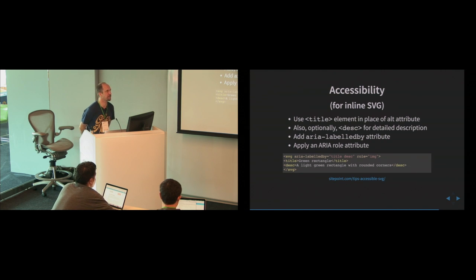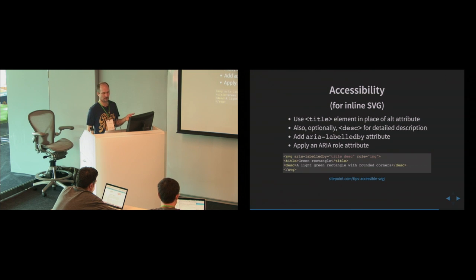I mentioned that SVG is very accessibility friendly. So this is a note on how to support that, especially, well, this is for inline SVG, not SVG done as an image element or CSS background. You're going to use an alt attribute with an image element. It's a little different case. But if you have inline SVG, you're going to use the title element in place of the alt attribute. And you can also use the desc, the description element, to provide more extended text.